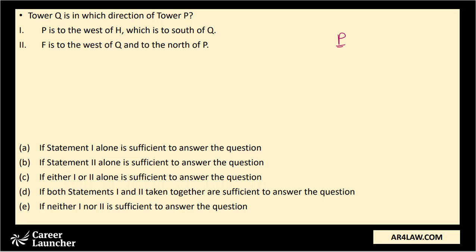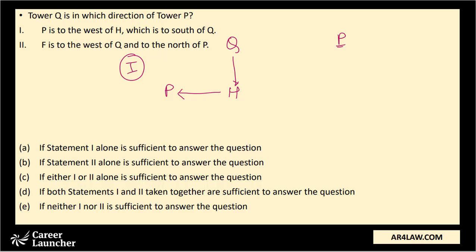Now information given in statement 1 says P is to the west of H. So we have H. P is somewhere to the west of H. H is to the south of Q. So it should be something like this. This is the information based on statement 1.